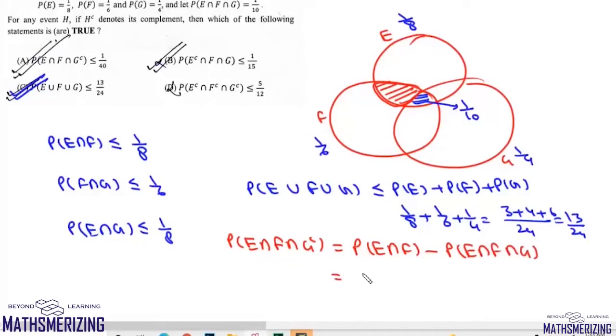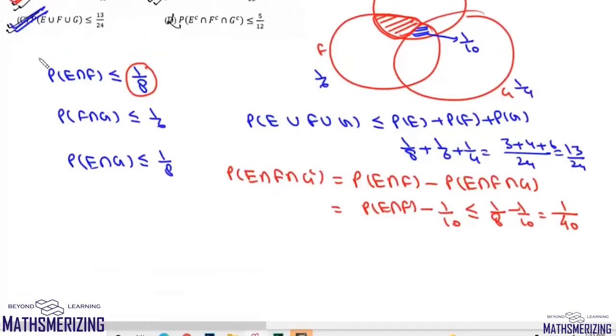Now this is probability of E intersection F minus, and this probability is 1 by 10. Now we know that probability of E intersection F is always less than or equal to 1 by 8. So its maximum value is 1 by 8. So it will always be less than or equal to 1 by 8 minus 1 by 10, which is 1 by 40. That means this option A is also correct.